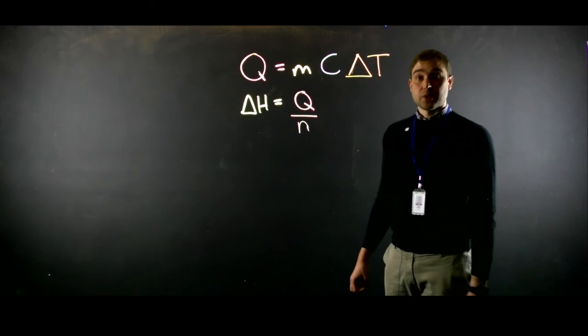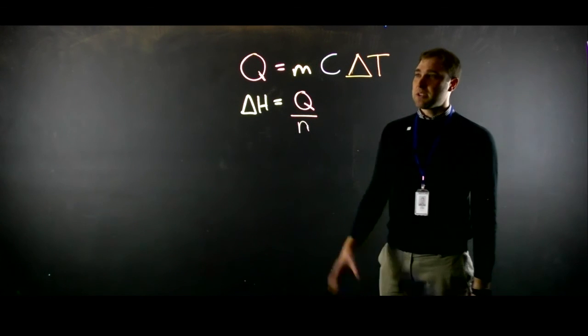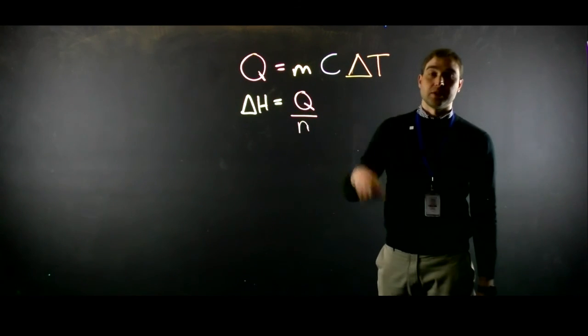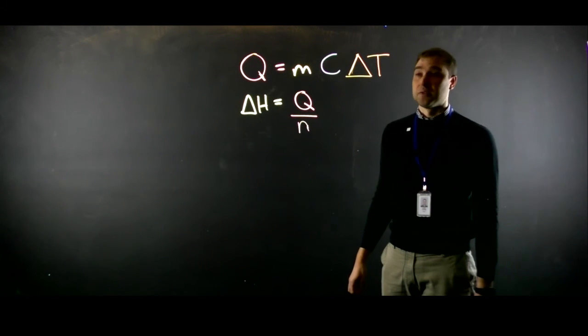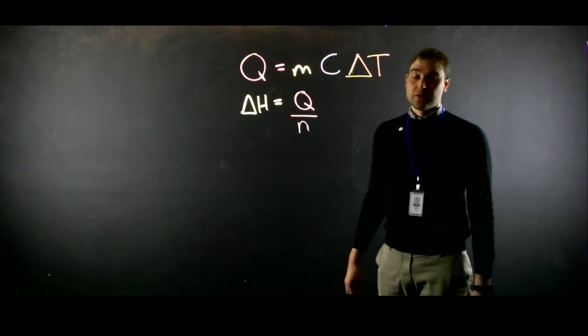There are two equations that we're going to use today, actually three, because we're going to figure out the number of moles a bit later on. But let's briefly talk about what these are. The Q equation here: Q equals m times C times delta T. This is used to figure out how much heat energy is being transferred into or out of water. The delta H equation down here is used to figure out the molar enthalpy of a reaction.